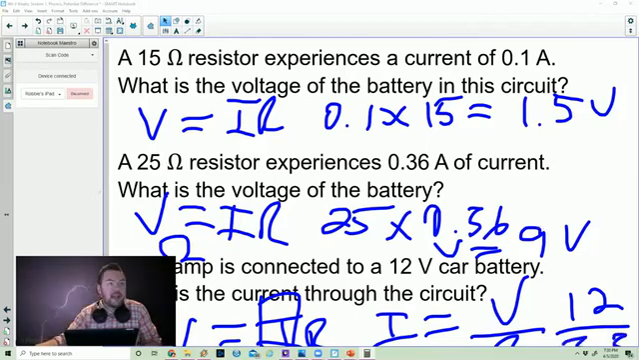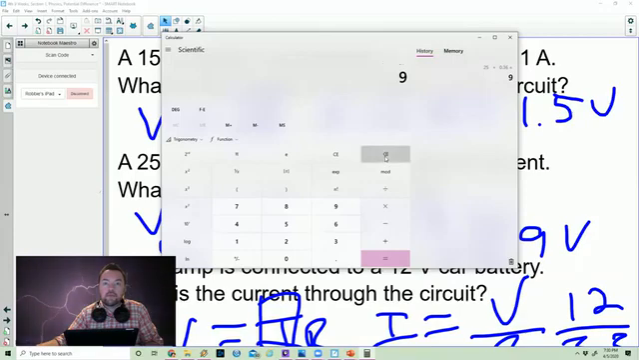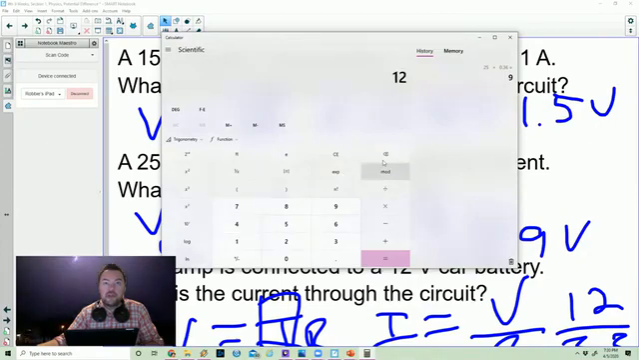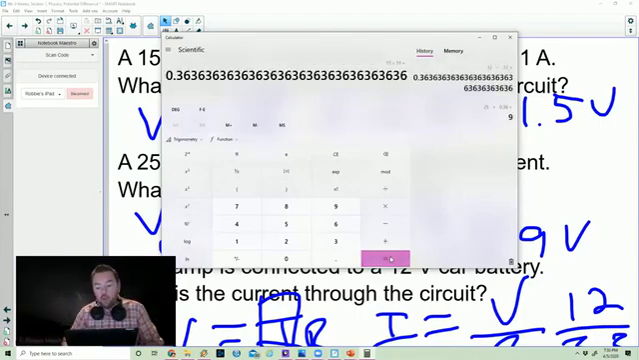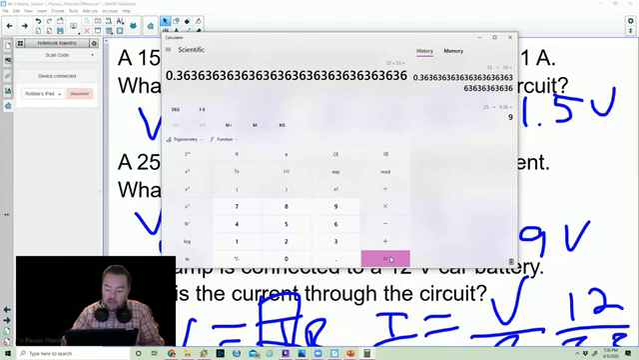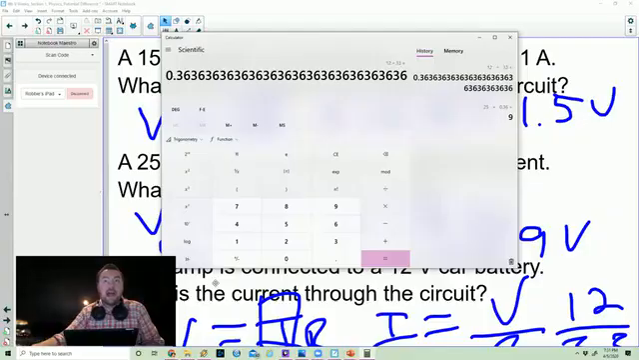Take my handy dandy calculator. 12 divided by 33. And the current is 0.36 amperes. And there you go. That is how you work Ohm's law.